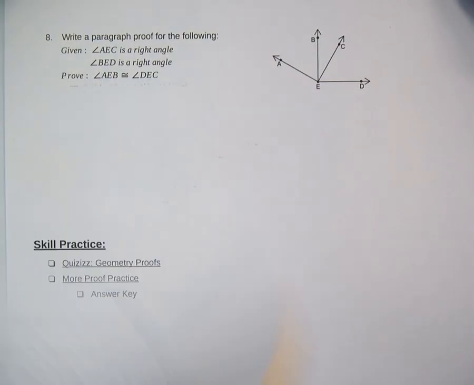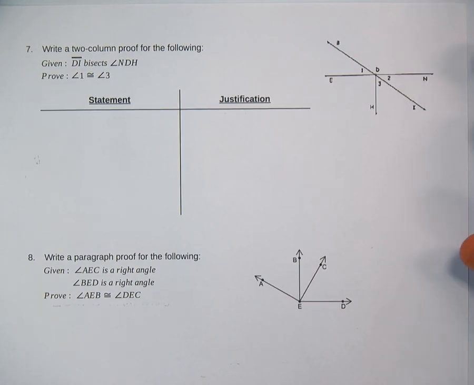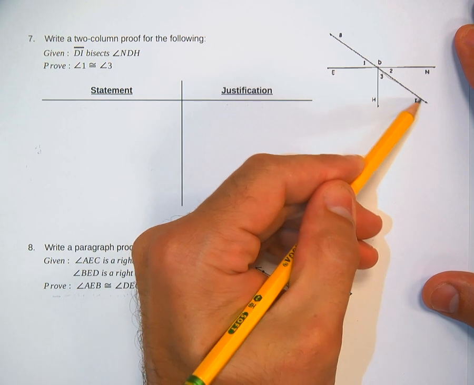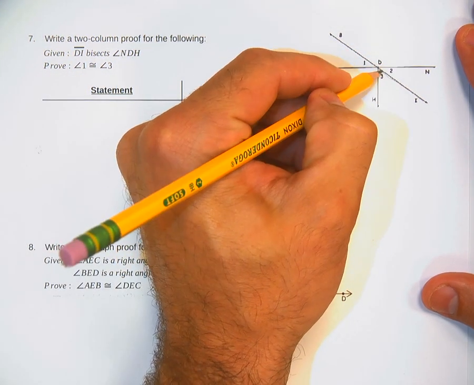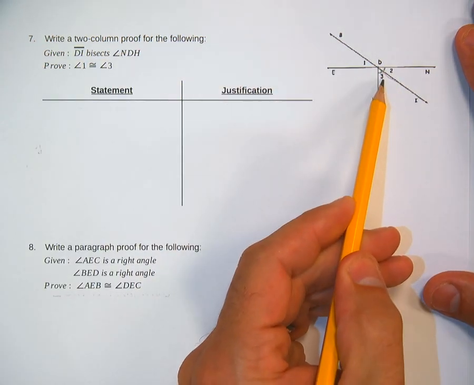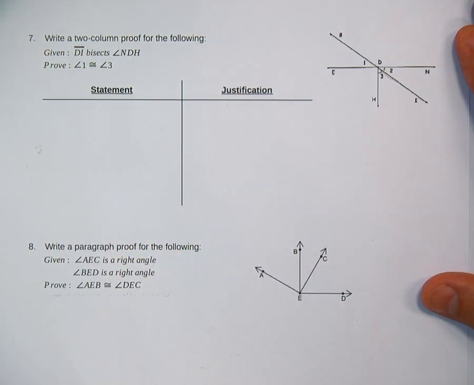These only get easier as you practice them. So we've got another one here. Now we're working with angles again. It tells us that DI, this segment right here, is bisecting angle NDH. That means that these 2 angles right here are going to be equivalent. Angle 2 is going to equal angle 3. That information is not given, but we know that by the definition of a bisector.